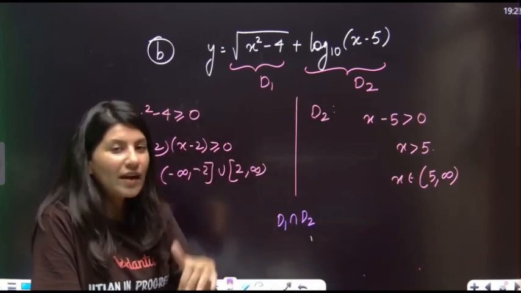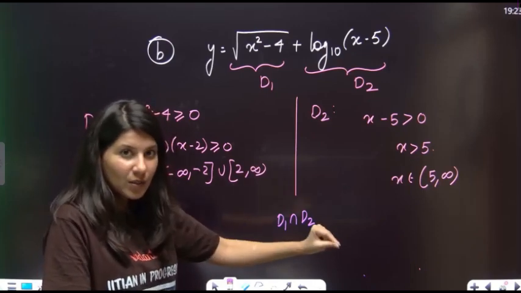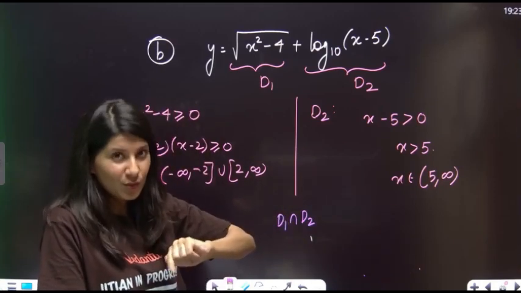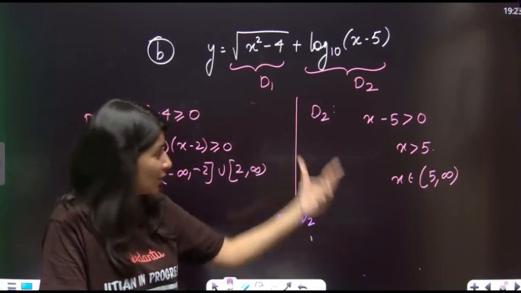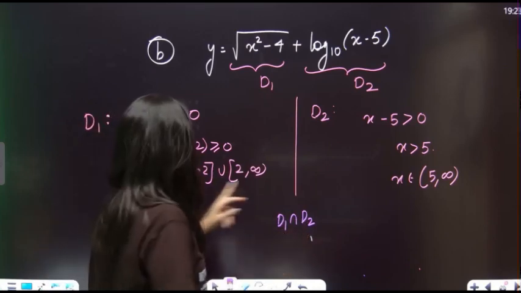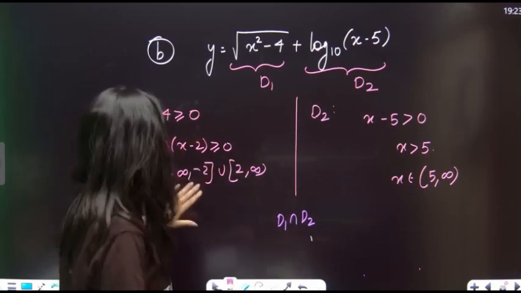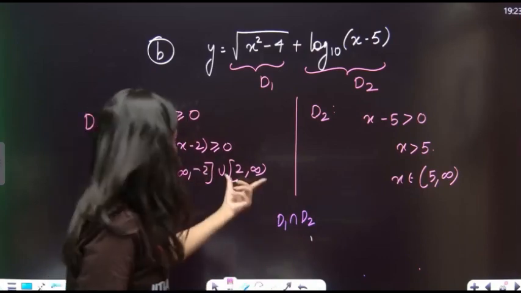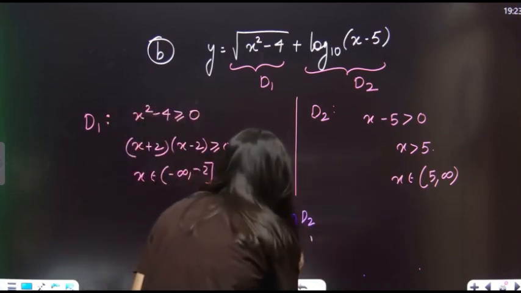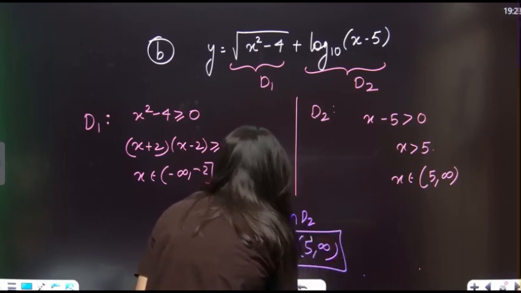When you and your sibling fight, what do you do? You draw a line in between. You can't go there, he can't come to your room. So you do some middle ground. That is the intersection. If you take the intersection, it's obvious that negative values will be discarded. One is saying 2 to infinity, the other is saying 5 to infinity. The common area will be 5 to infinity. That is the final domain.